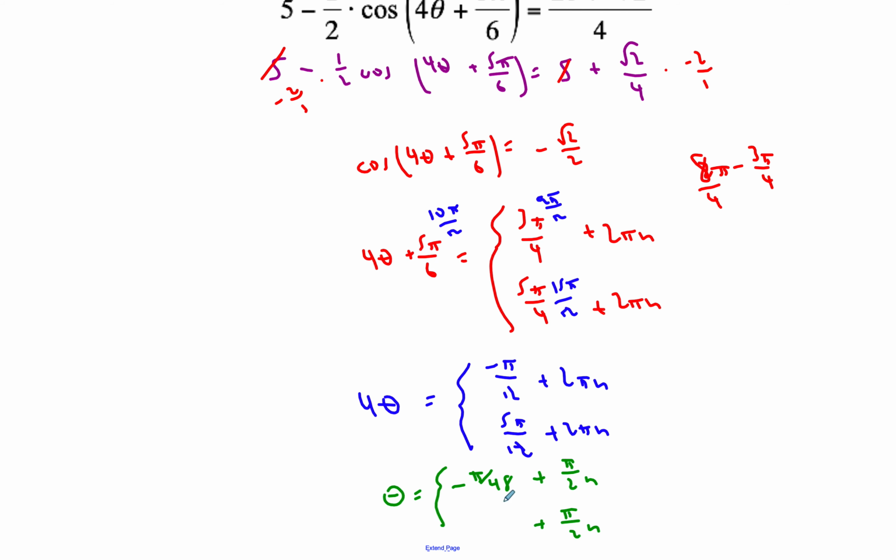And because the period has been modified and the period is plus 2 pi n, we're going to get that. And when we take 5 pi over 12 divided by 4, we get 5 pi over 48. So it turns out finding all solutions is a lot easier than finding solutions between 0 and 2 pi, but there it is. Hopefully this has been helpful.